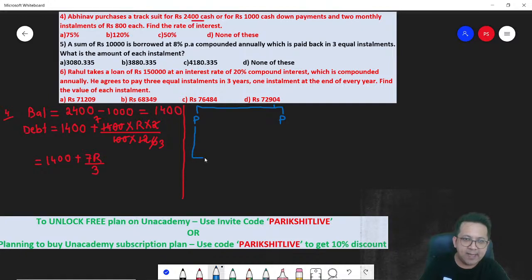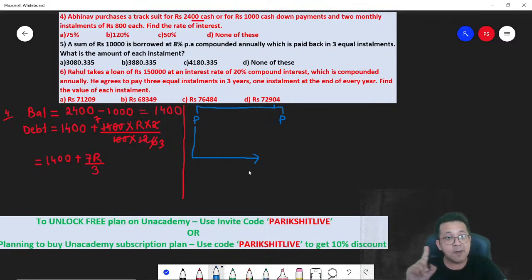Now what will the bank do? Bank will feel very happy about it because the bank has got the money 1 month in advance. The money was due only at the end of 2 months, but you paid at the end of 1 month. So the bank is going to take your money and put it in their savings account to earn interest. So that would mean P into R into T. T is 1 month, because you're paying 1 month in advance. So PRT is PR divided by 100.